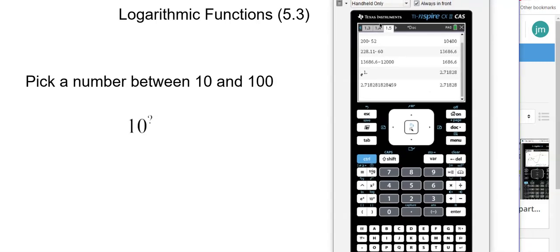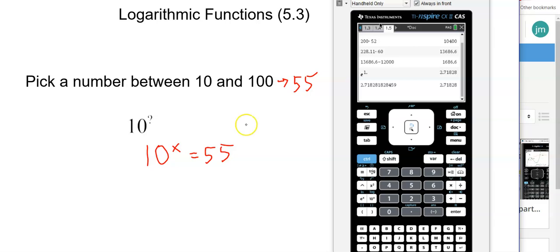Okay, so logarithms are designed to solve problems like this one. Let's say you pick a number, say 55, just some number between 10 and 100. So 10 to what power equals 55? In other words, our equation is 10 to the x power equals 55. If I'd picked a number like 10 or 100, I would know the answer, 1 or 2 there.